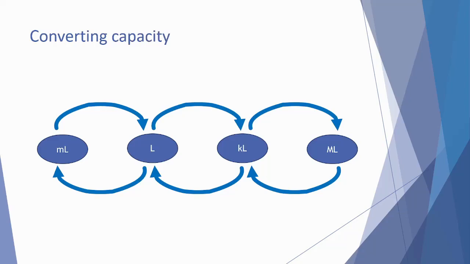Now, converting for capacity is a little bit easier. So we've got all our units there: milliliters, liters, kiloliters, and megaliters. You'll notice the case of the characters are very specific. So for milliliters, it's a small m, big L. For megaliters, it's a big M and big L. So to convert between each of these, if we're going from a big unit to a small unit, we're going to multiply by 1,000. And if we're going from a small unit to a big unit, we divide by 1,000. So each of those jumps is the same.